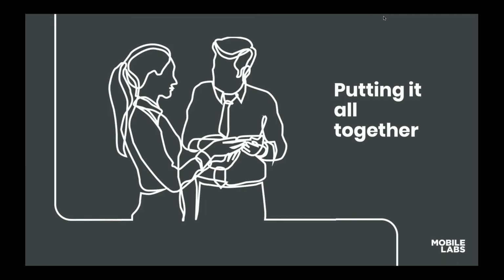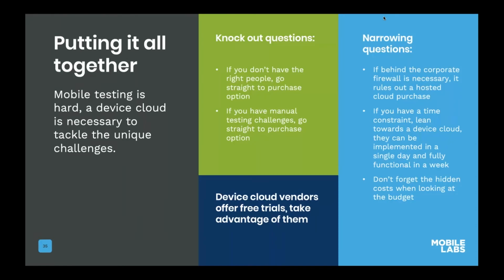So if we put this all together, what are we looking at? We need a device cloud. People, time, and device and operating system combinations make up the biggest mobile testing challenges. A device cloud helps you with all those problems, centralizing devices, organizing them, and lowering your accessibility challenges and the diversity challenges that you might have.